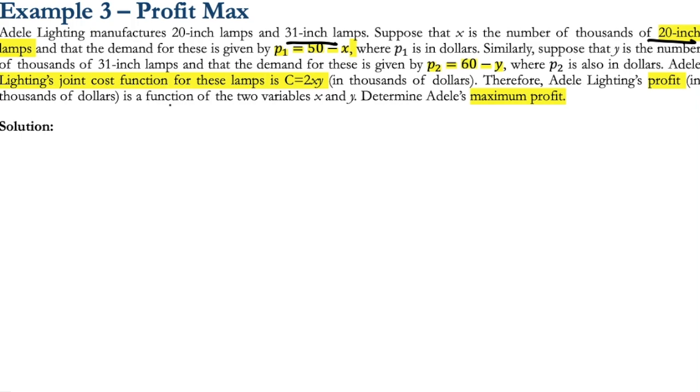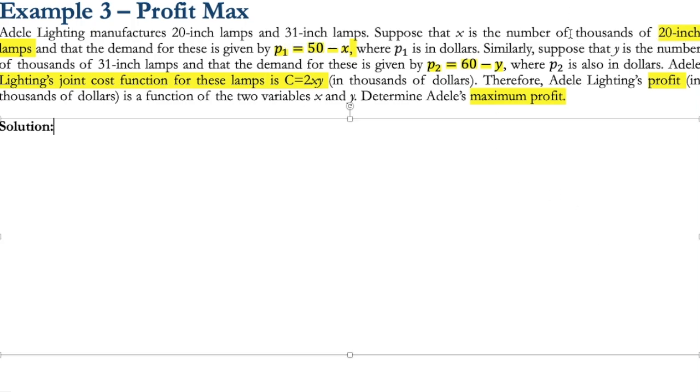Adele Lighting's joint cost function for both the 20 and 31-inch lamps is basically C equivalent to 2XY in thousands of dollars. Therefore, Adele Lighting's profit in thousands of dollars is a function of two variables, X and Y, isn't it? So the question here is, we need to determine Adele's profit.